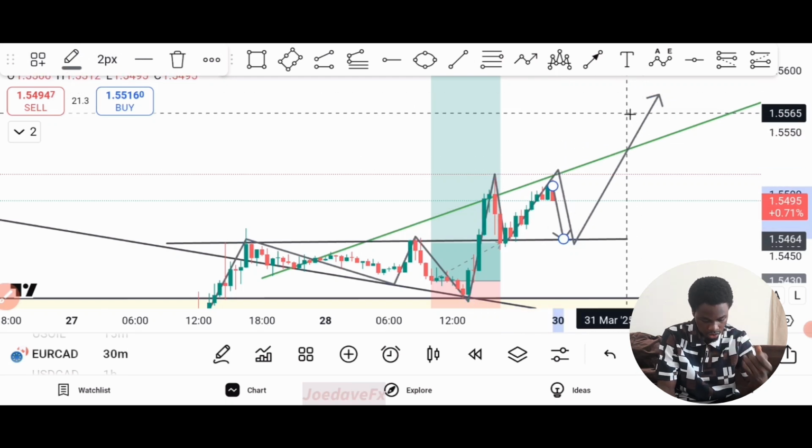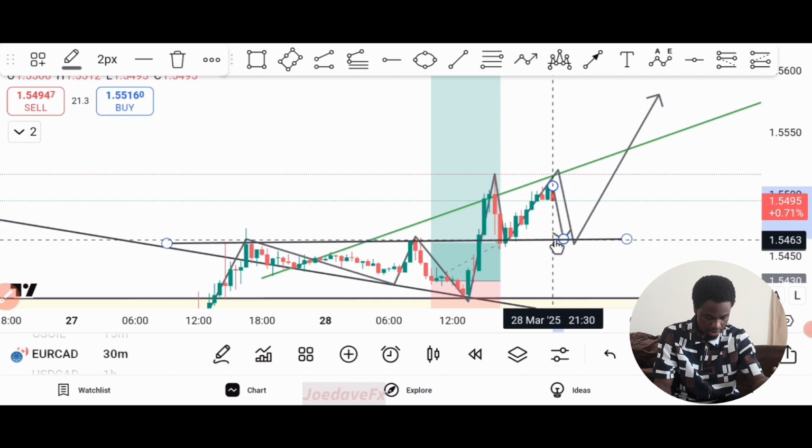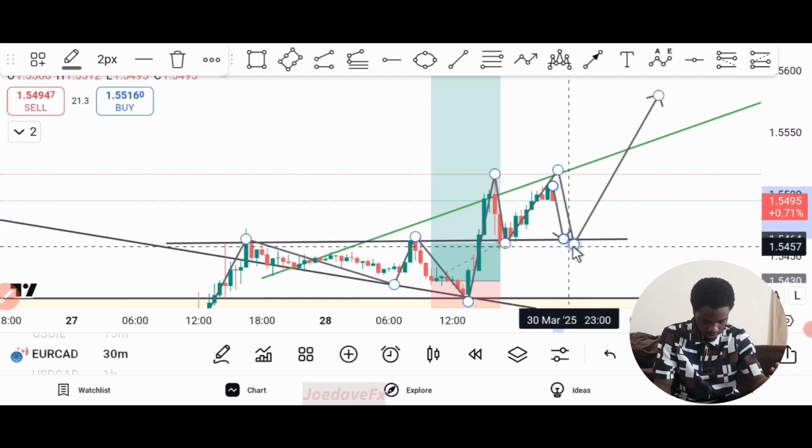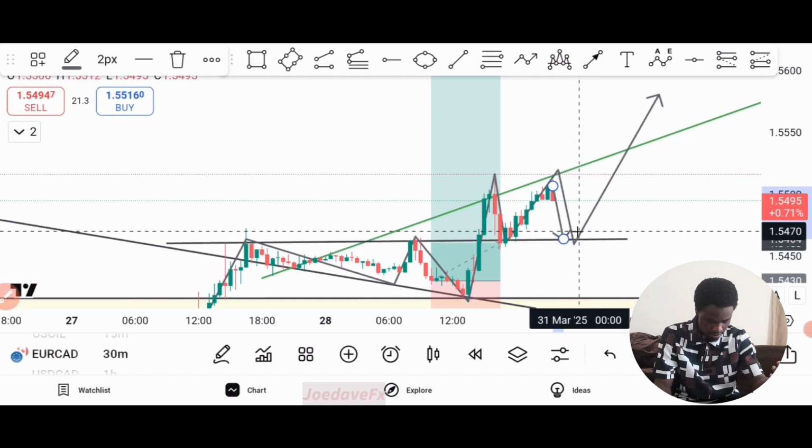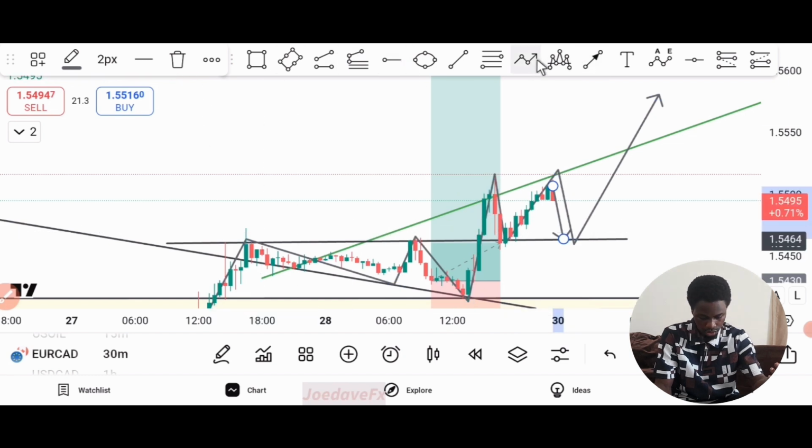That's once the market opens on Monday, before the London session opens. So you want to study the chart very well, stay on the chart and look for a way to get in on this trade at this area. So you should have your nice short here.